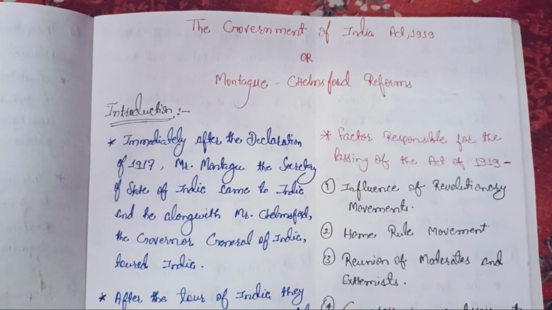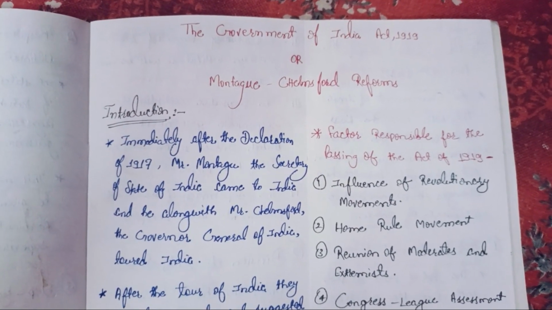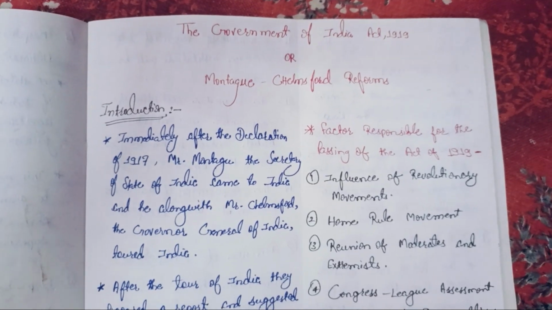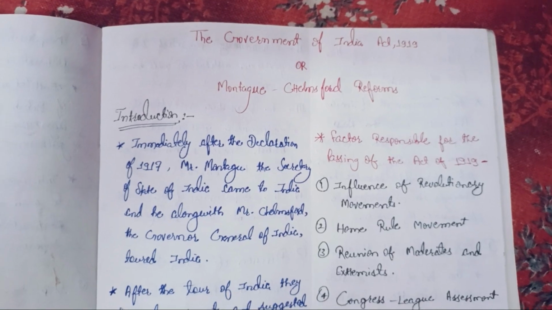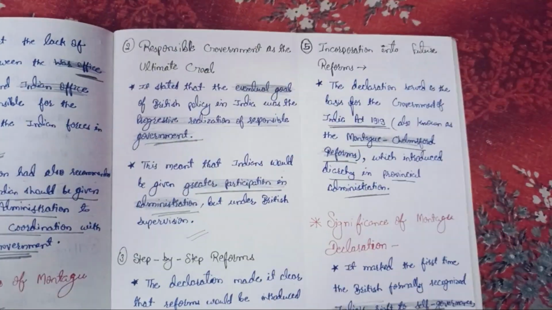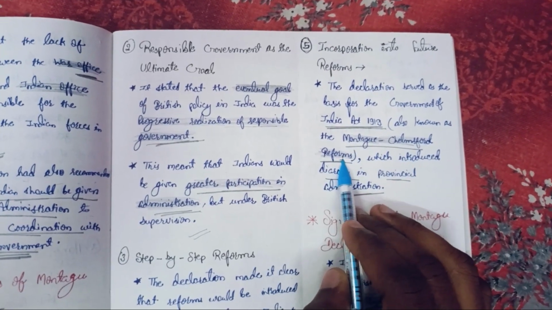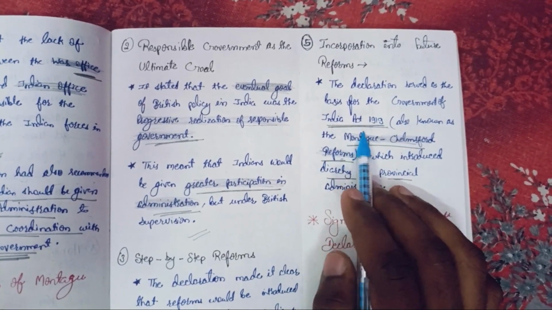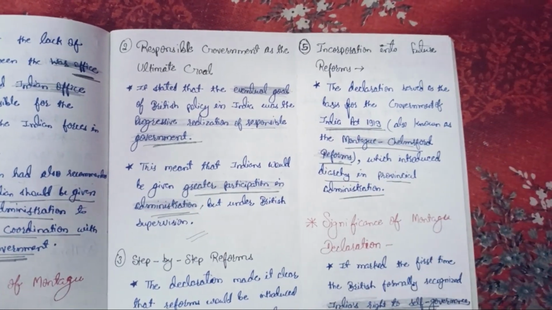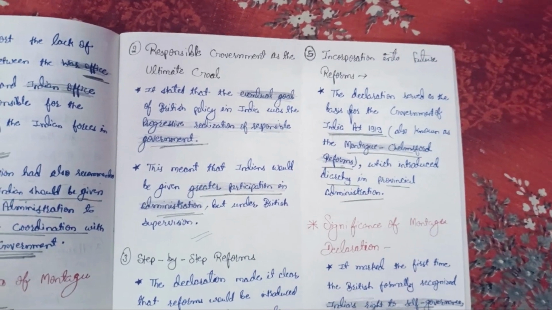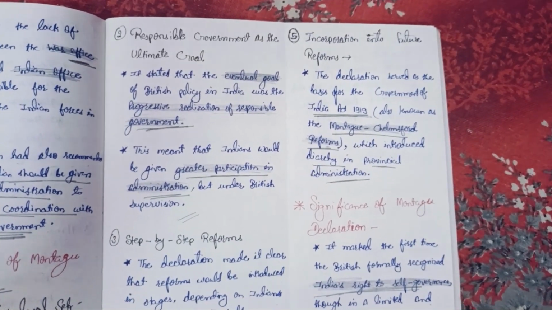Hello everyone. In the previous video, we have seen the Montagu Declaration of 1917, in which we have seen that the Montagu-Chelmsford Reform was to take place. The Montagu-Chelmsford Reforms has served as the basis for the Government of India Act 1919. It means the Montagu Declaration served as the basis for the Government of India Act.